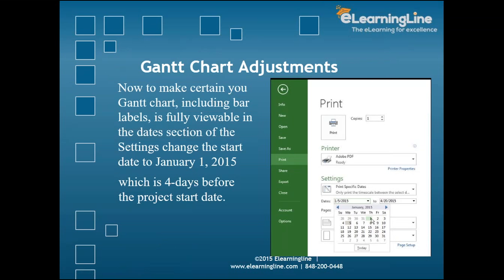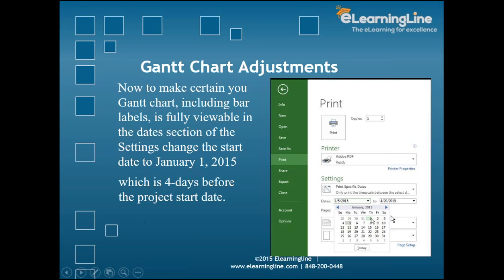Now we are talking about the Gantt chart adjustment. To make certain your Gantt chart, including bar labels, is fully viewable, in the date section of the setting, change the start date to January 1st, 2014, which is 4 days before the project start date. So now what happens to those 4 days? If it is January 4th, that is 4 days before the start date. So how does it look?